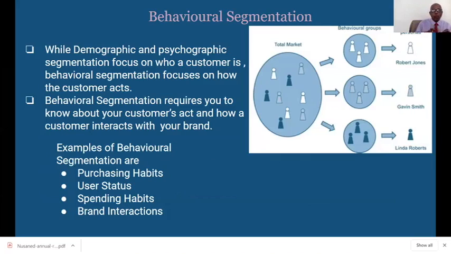Whereas behavioral segmentation divides consumers according to the behavioral patterns as they interact with a company. As the name suggests, this category studies the behavioral traits of consumers, their attitude towards use, likes, dislikes, and response to a product, service, promotion, or brand. Examples are purchasing habits, like how customers approach the purchase decision and the customer's role in the purchasing process. User status: there are many kinds of users like non-users, prospects, first-time buyers, regular users, and defectors. Other examples are spending habits of the customers and brand interactions.